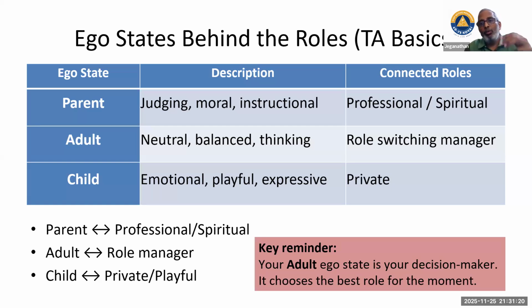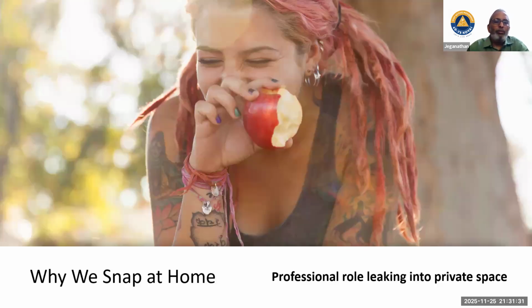So the personal role, the social role, the professional role, and the spiritual role need to be used appropriately. Why do we snap at home? Very simple. Why we get triggered at home is because professional role leakage happens into the private space.